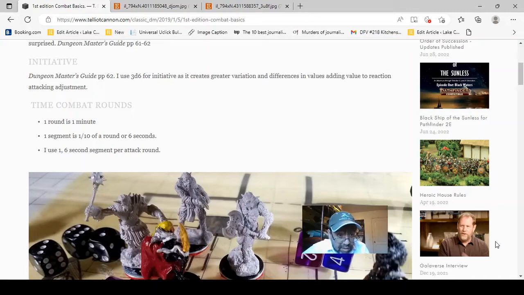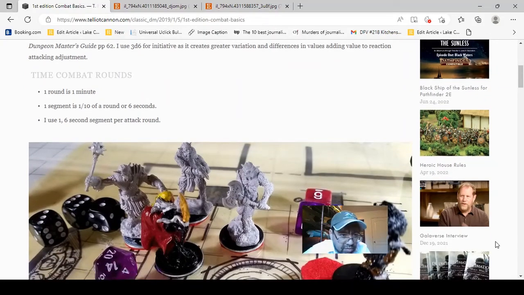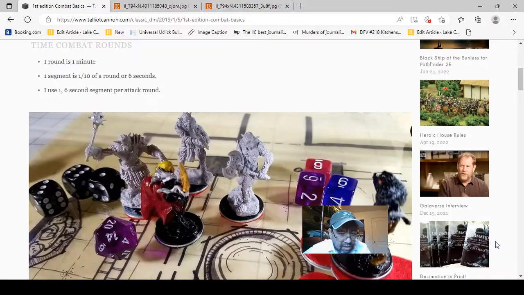And furthermore, in addition to that, the round is broken into segments, and the segments are 6 seconds. So 6 times 10 equals 60, which is a minute. So a round is a minute, and 10 of those will give you a whole turn. This is for melee combat turns. He says he uses one 6 second segment per attack round, and the way I've seen it described, and I think it works really well, is you break it down into 10 segments of 6 seconds, and in those 10 segments, a lot is going to happen.